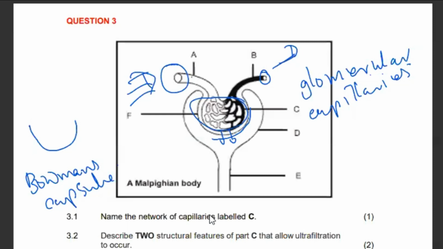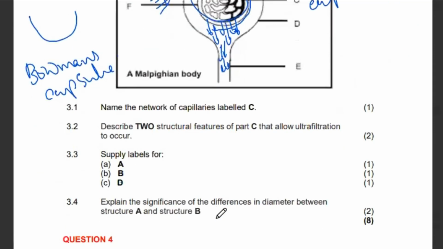it means that there will be more which is being filtered here. It will go through here. You will form more of the glomerular filtrate. Why? Because there is too much pressure coming, there is too much blood coming, and you have less blood going out. Therefore, those small particles will go through here, and they form what you call the glomerular filtrate. Yes, Amina? Yes, it's supposed to be like that.